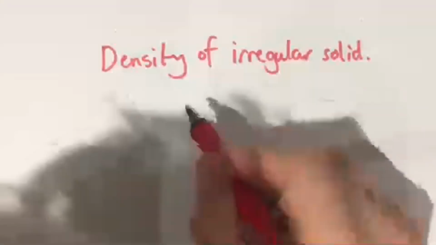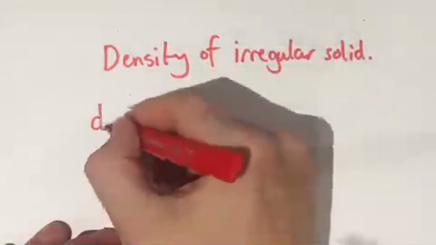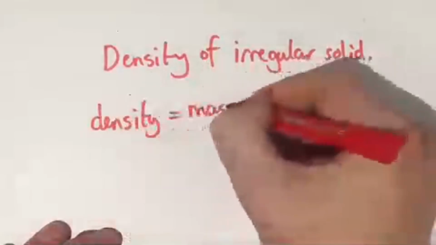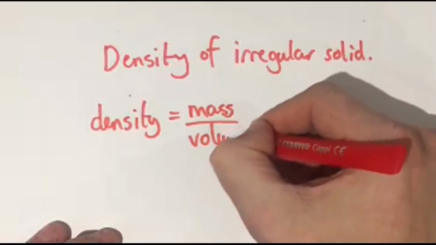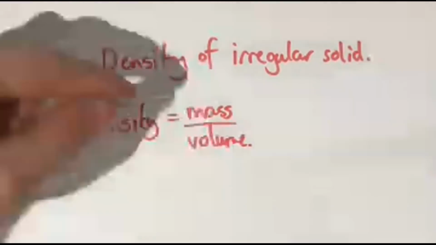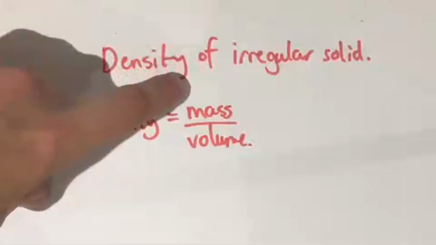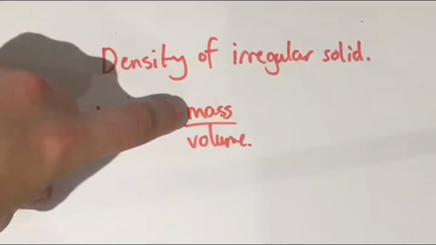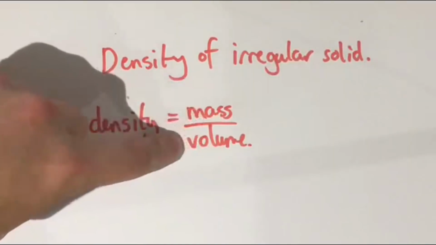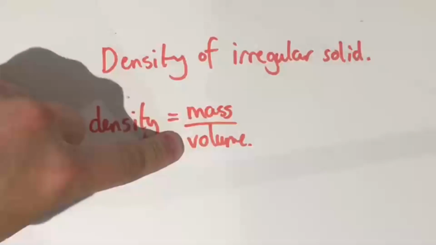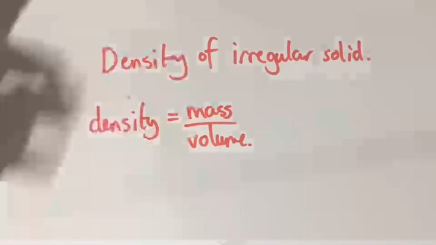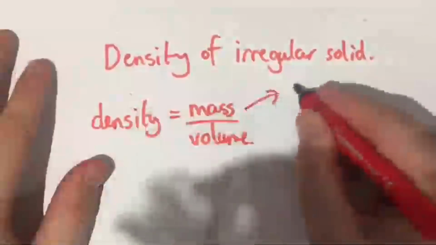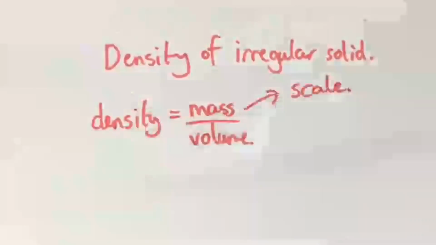So if I take density, the way we calculate density is mass divided by volume. Okay, so we need some way to measure the mass. We need some way to measure the volume. Okay, and then we can calculate the density. So the mass is nice and simple. You put it on a scale.